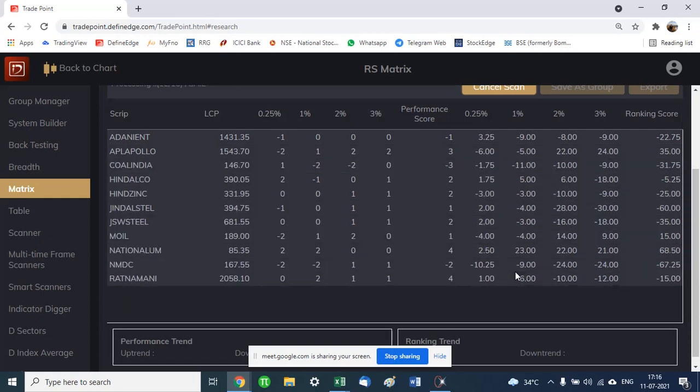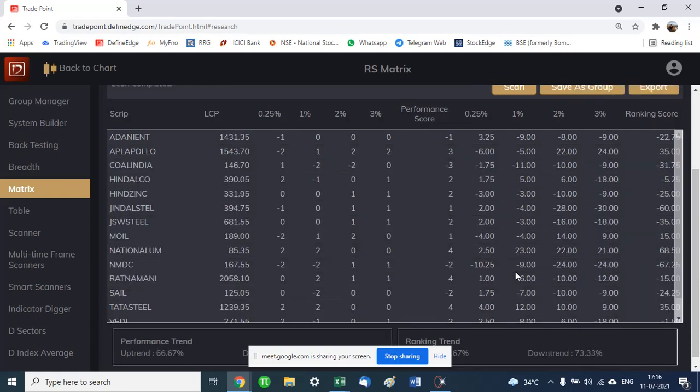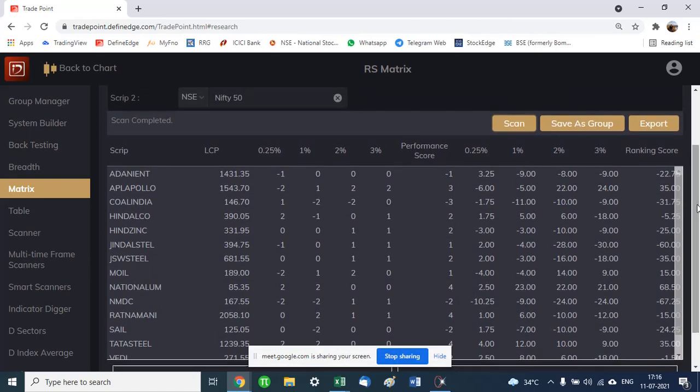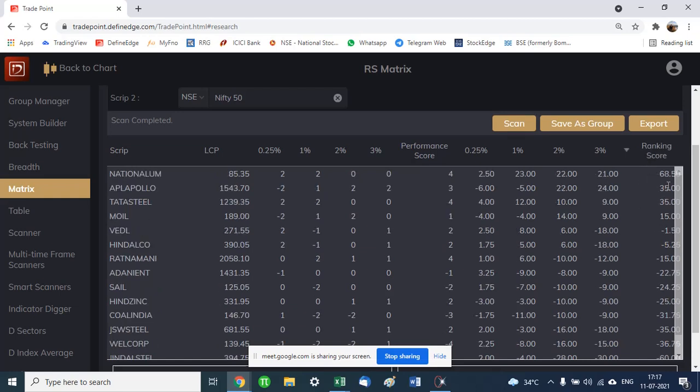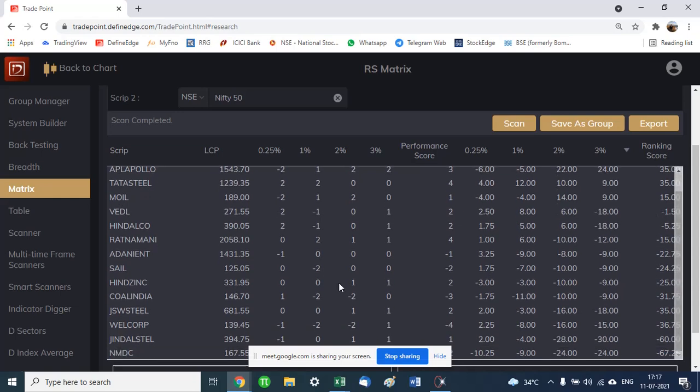Now it will scan all the stocks in the metal index against Nifty 50 to tell us which are the stocks that are looking bullish. So we sort this by ranking score. Whichever stocks have the highest ranking score, they are the bullish ones. So we can find Nalco, APL Apollo, Tata Steel, and MOIL. These are the bullish stocks. The ones that are having negative score, they are bearish stocks.